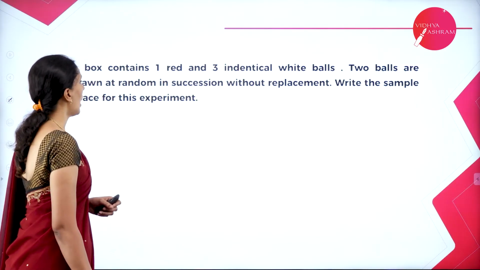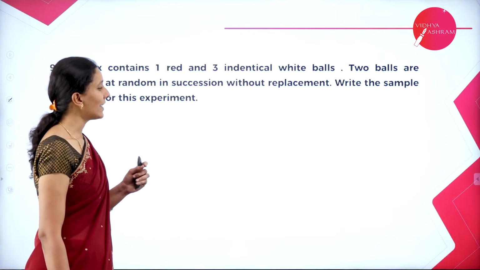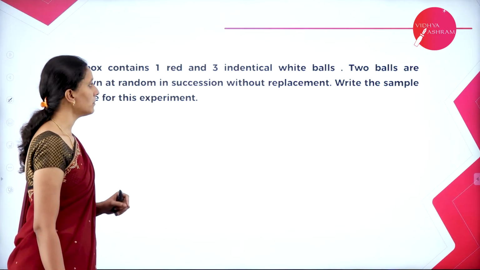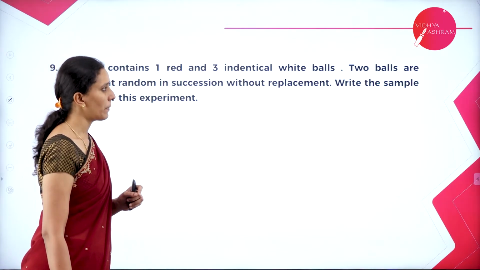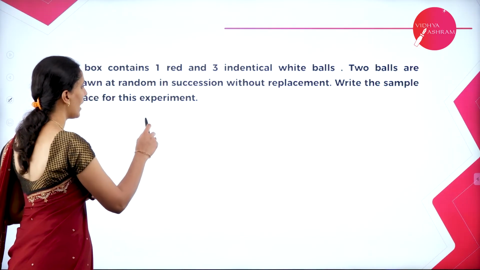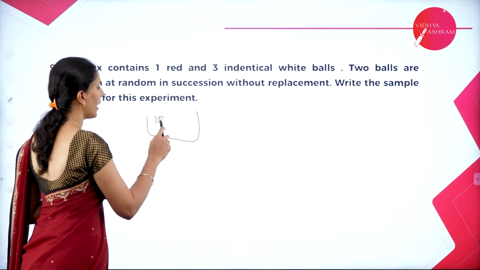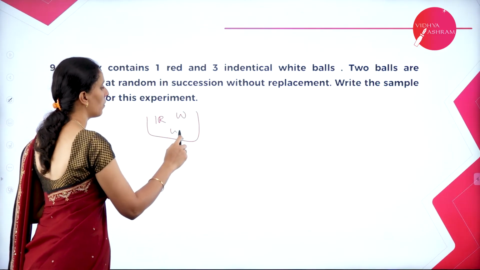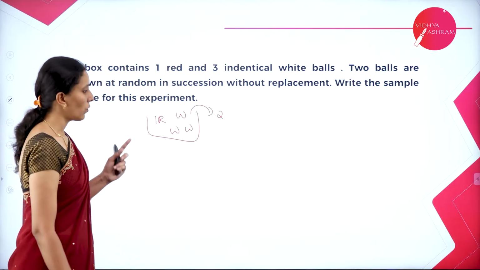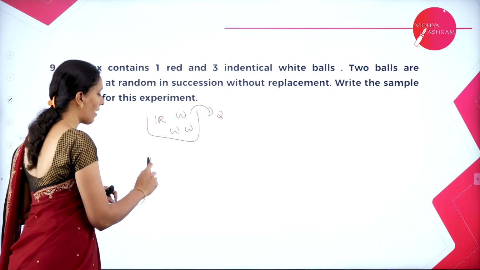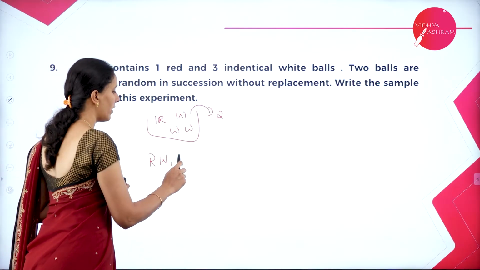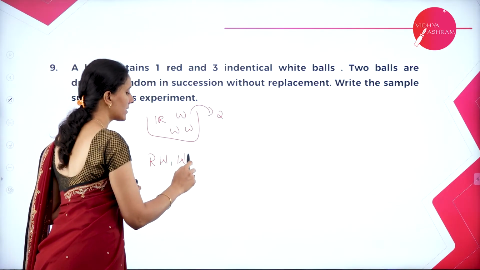Next one. A box contains 1 red and 3 identical white balls. 2 balls are drawn at random in succession without replacement. Write the sample space for this experiment. So here we have a bag. We have 1 red and 3 white balls. So you want to take 2 balls from the bag. So what are the chances? First you have taken red, and second you have taken white. Or first you can take white, and the next is R.